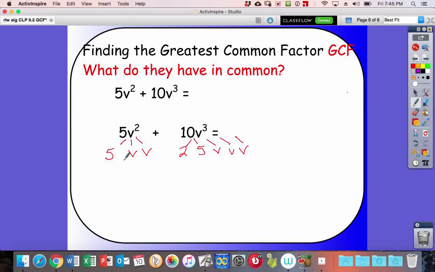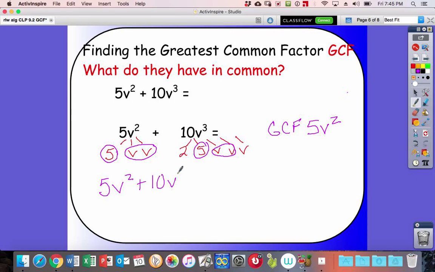Okay, does everybody have a 5? Yep, they both have a 5. I got 2 v's. Do you have 2 v's? Sure do. I got 2 v's and you got 2 v's. So my greatest common factor is 5v squared. Okay, but I want to factor out the greatest common factor. I'm going to take it right here, 5v squared.